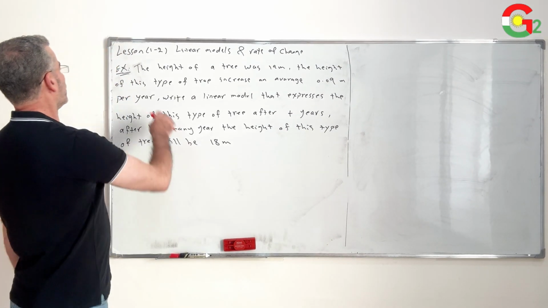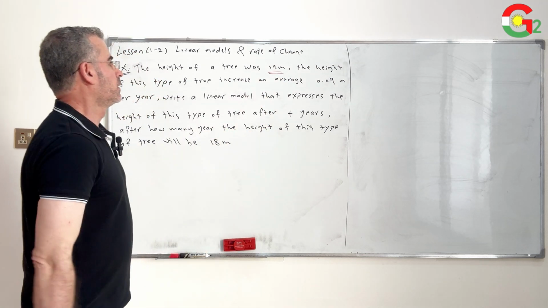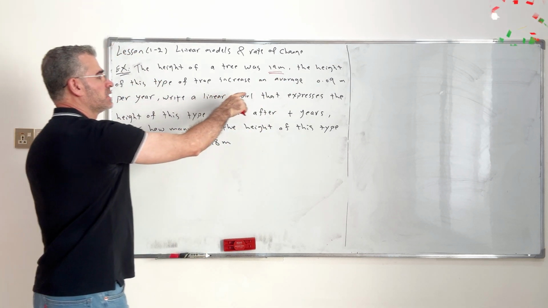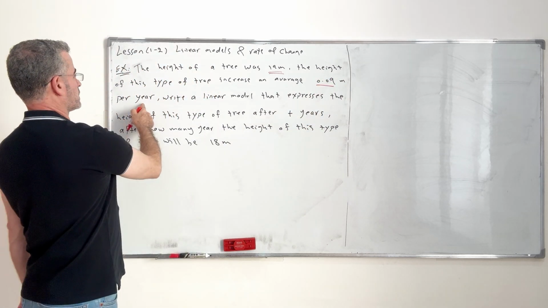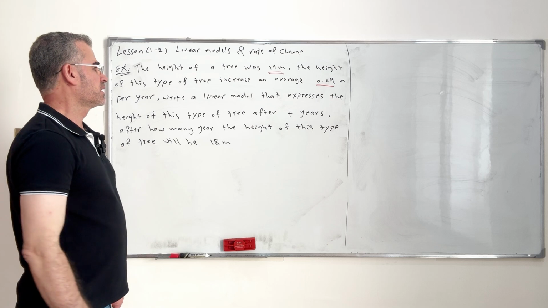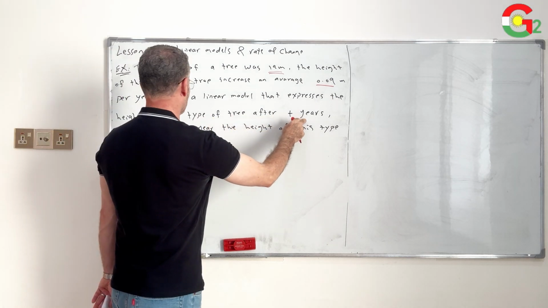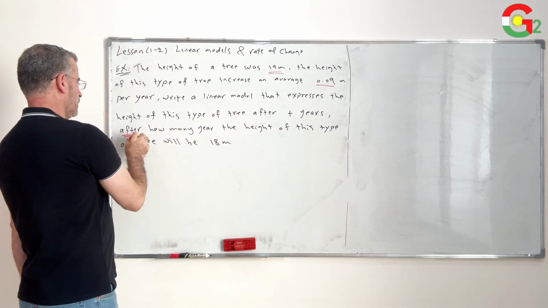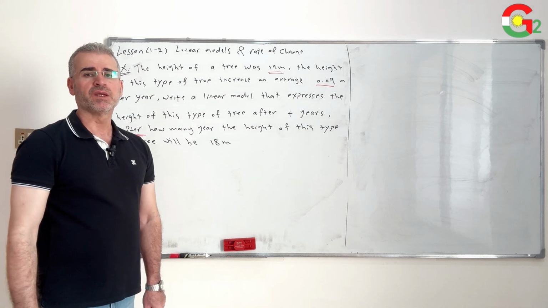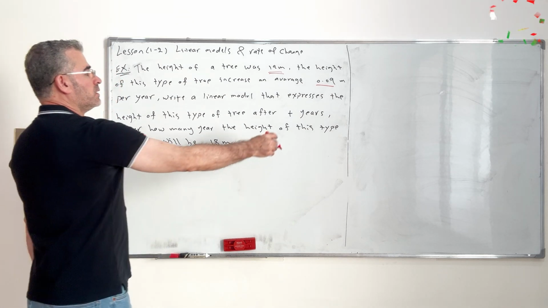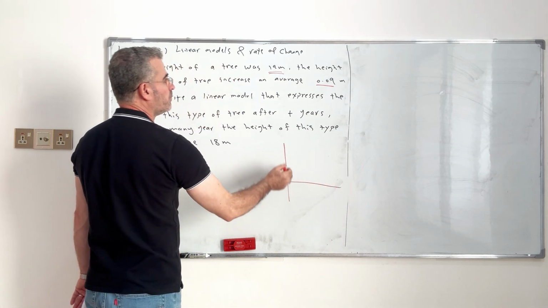Example, the height of a tree was 12 meters. The height of this type of tree increases on average 0.09 meter per year. Write a linear model that expresses the height of this type of tree after t years. The second needed, after how many years the height of this type of tree will be 18 meters. Let me sketch the graph of this problem.